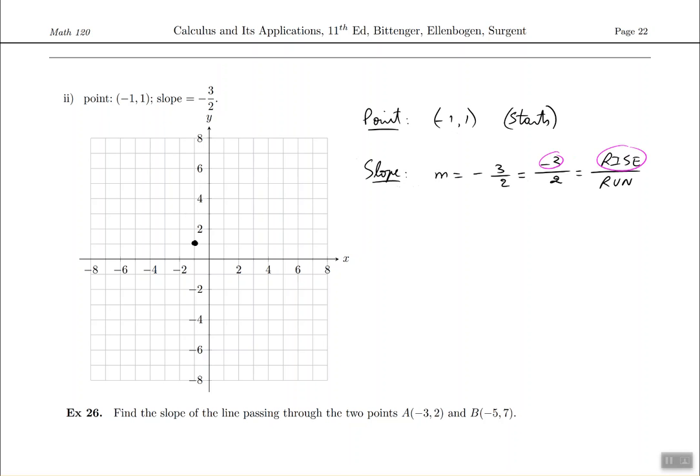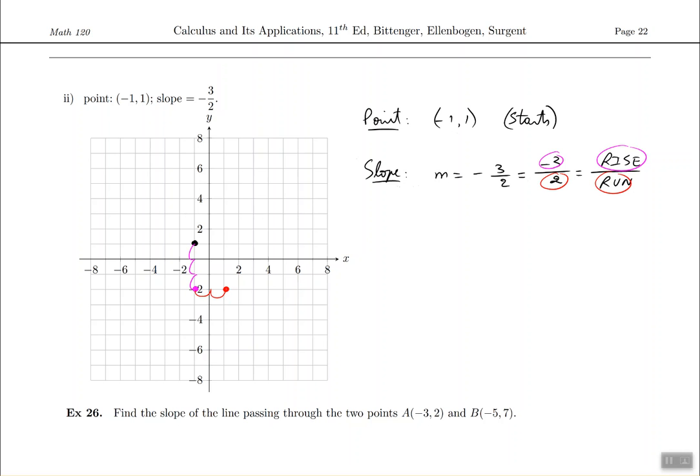That means starting from my point on the grid, I've got to go down 3 steps. So 1, 2, and 3. So that puts me over here. This is where I pause and take a little break. And now I look at the run. In this case, the run is 2, and it's positive. So I'm going to go 1, 2 steps to the right. This is where I end up.